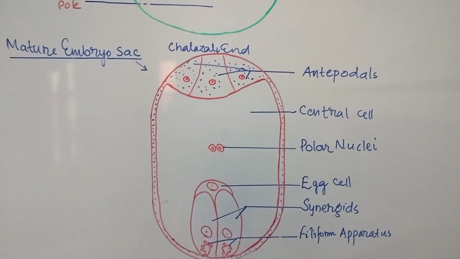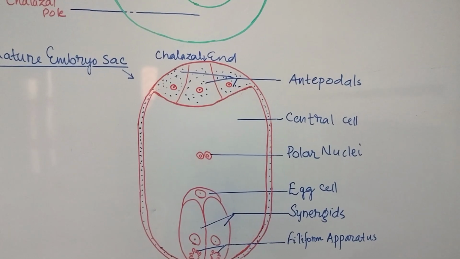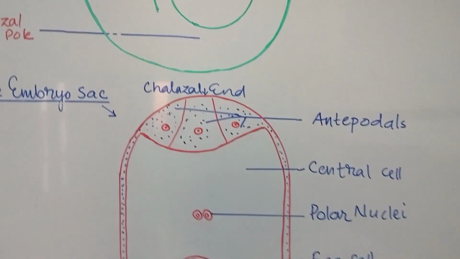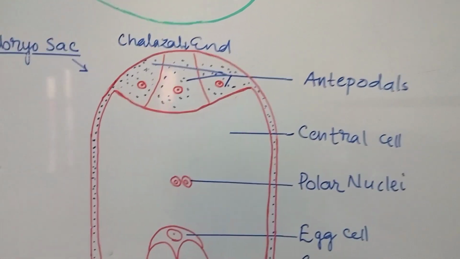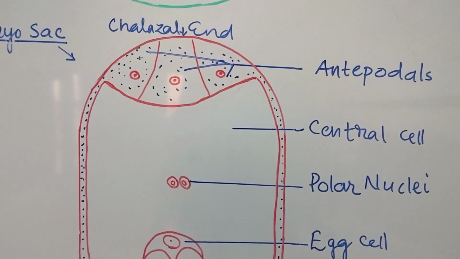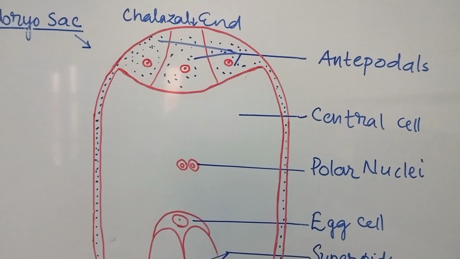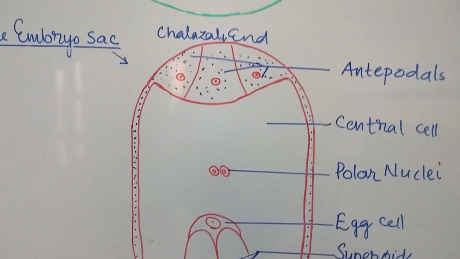So the diagram goes here, having the largest central cell at the apex, and on the chalazal end you will have the 3 antipodal cells. Coming to the polar nuclei of the central cell, which is 2n in number, which will help in triple fusion for fusing with the second male gamete of the pollen grain.